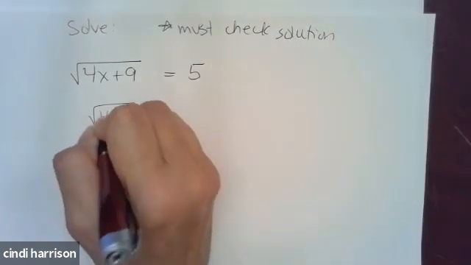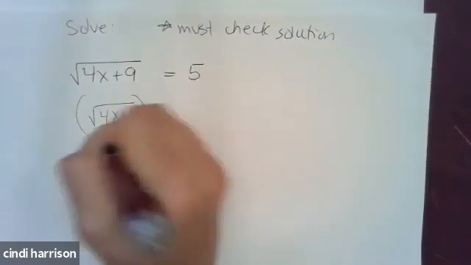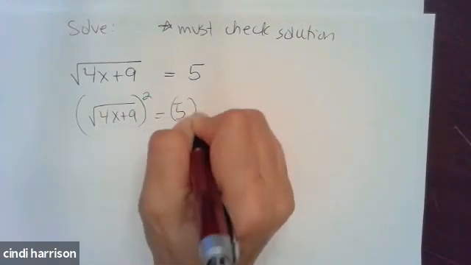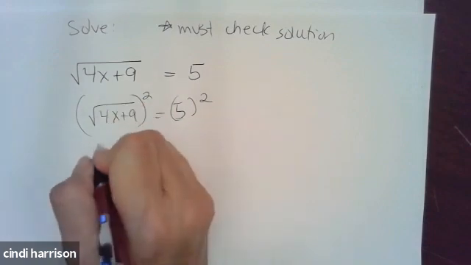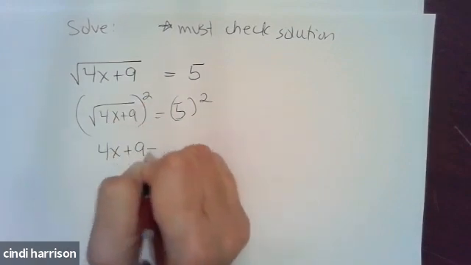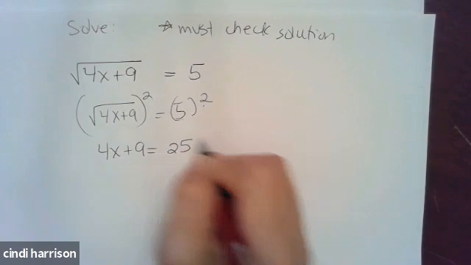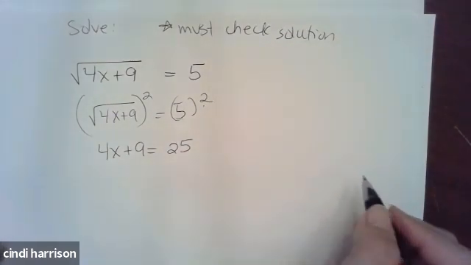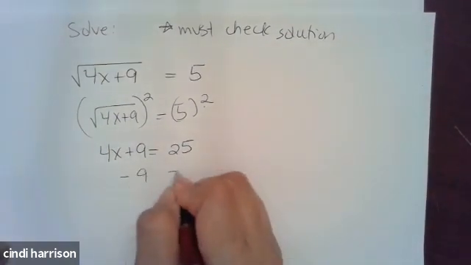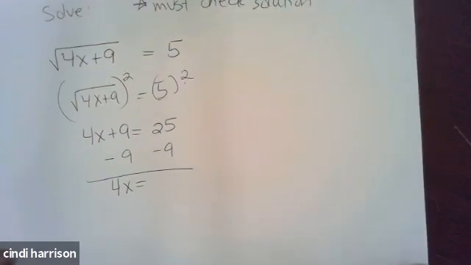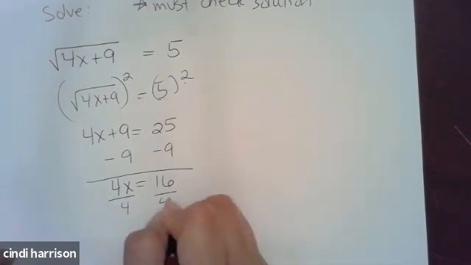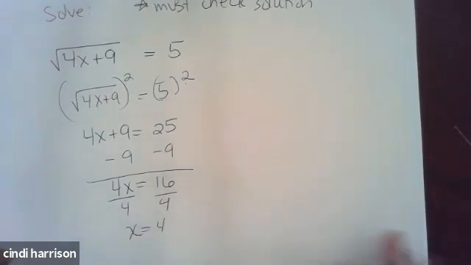So if I have 4x plus 9, I'm going to square that side, square this side. Now when you square a square root, it removes the radical. 5 squared is 25. And now solve for x. So I'm going to subtract 9 from both sides. So I have 4x equals 16. Divide by 4. So x equals 4.